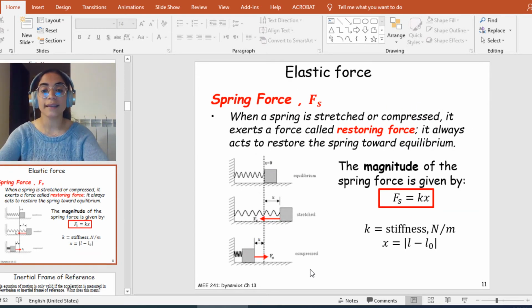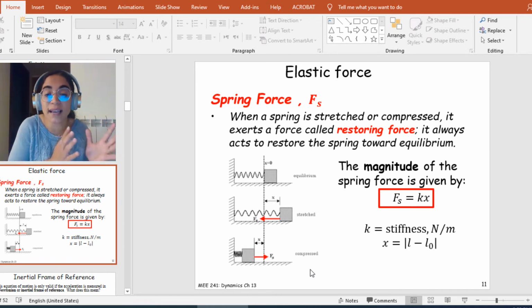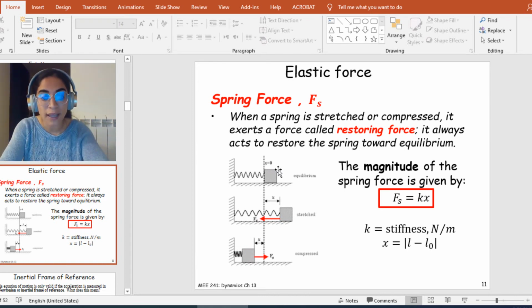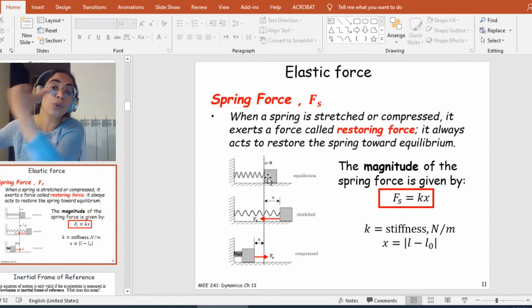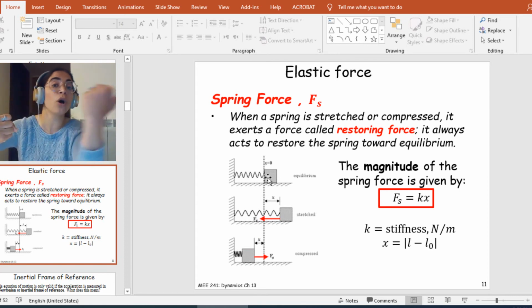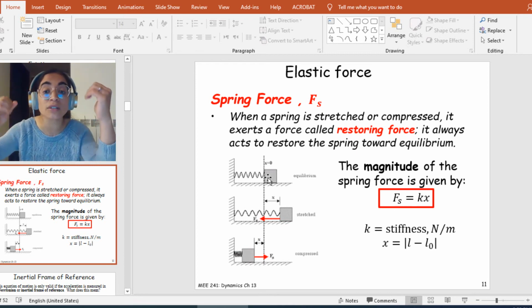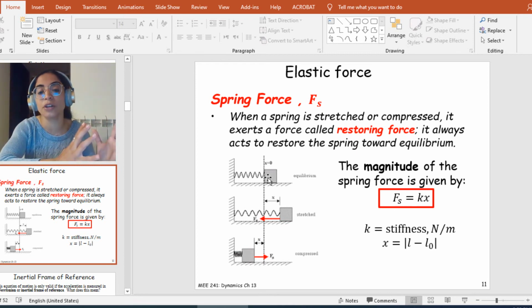Now, I can also face an elastic force, and this elastic force is created because of the presence of the spring. And don't forget, guys, that this force is always towards the equilibrium. So it always acts to restore the spring towards equilibrium. For example, guys, if I have this body here and I'm stretching the spring to the right, the spring will always have a force to the left because it always wants to restore the spring towards equilibrium, and the equilibrium here is to the left.